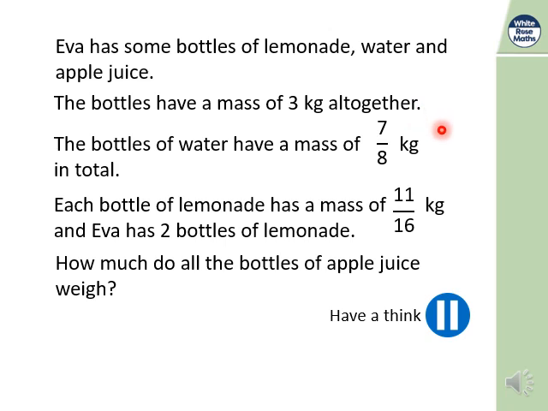The bottles of water have a mass of 7/8 of a kilogram. Each bottle of lemonade has a mass of 11 kilograms. So one bottle has a mass of 11 kilograms, but we know Eva has 2 bottles of lemonade. So we know what the total mass is of all of the bottles. We know how much water weighs. We know how much lemonade weighs. We've got to work out how much apple juice weighs. So let's have a look and see how we could answer it.